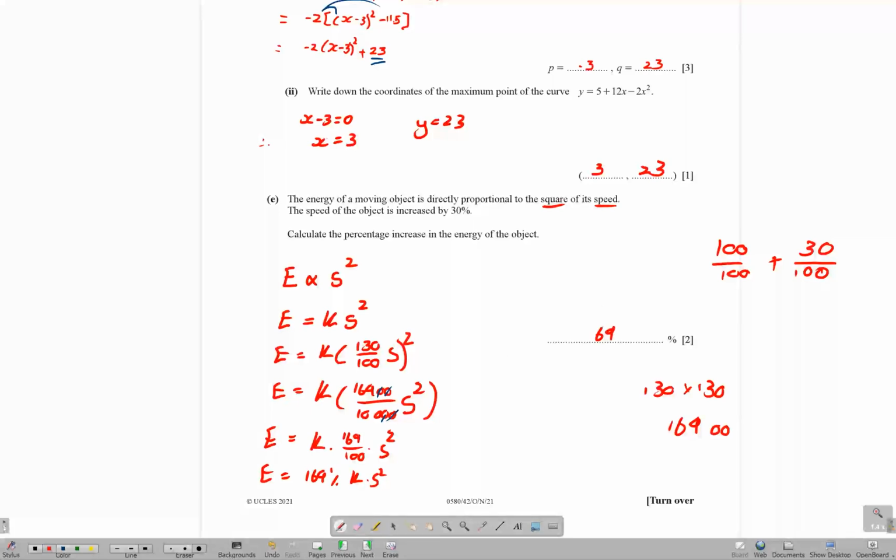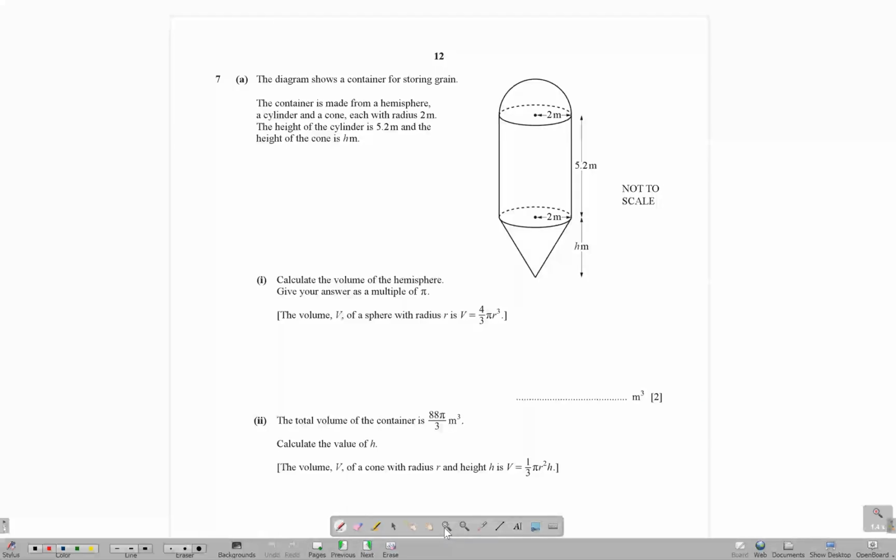There we go. Any questions? And we are moving on. Okay, question 7, a bit of mensuration.